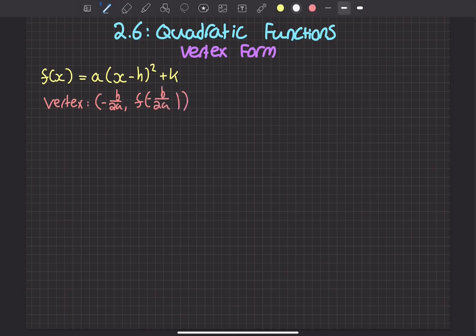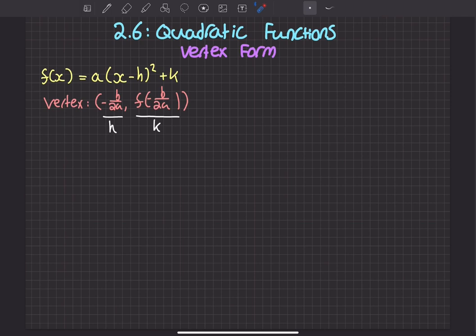Now let's say that this minus b over 2a here is h, and this f of minus b over 2a is k, okay? h, h, k, k. This is literally what it means. So this h here is the x-coordinate of the vertex, and this k here is the y-coordinate of the vertex.